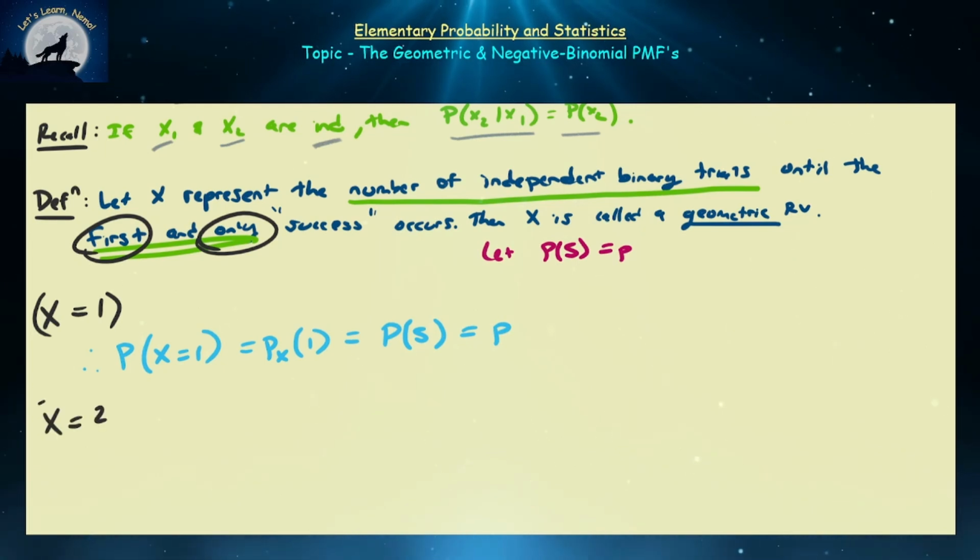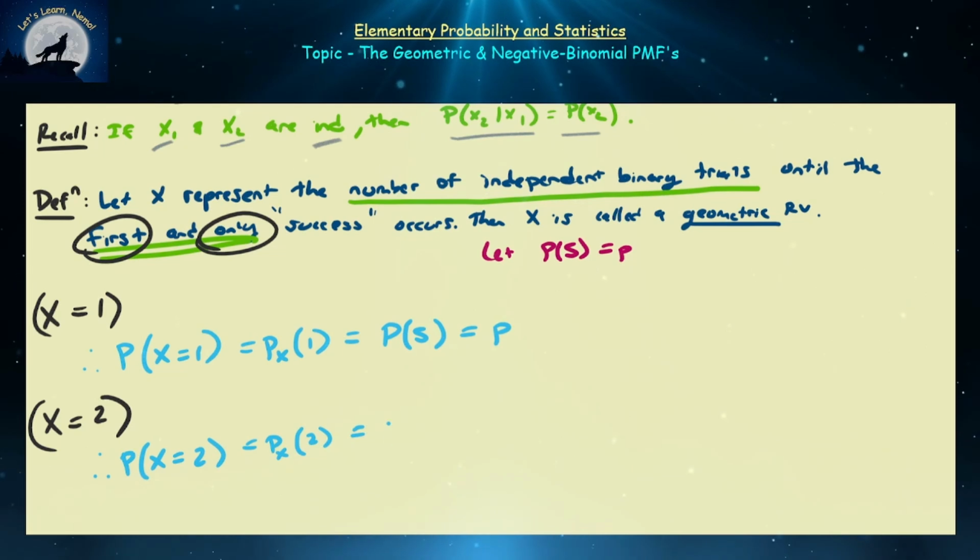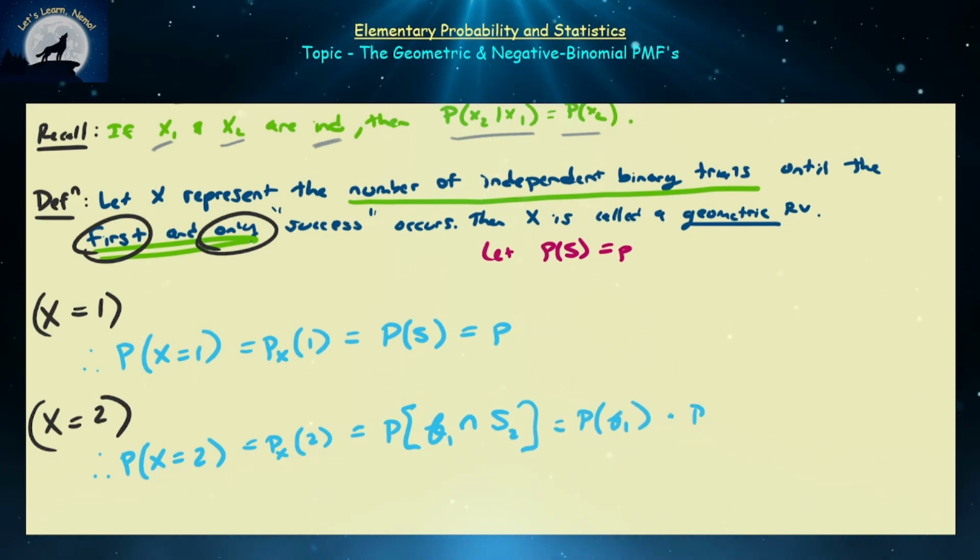Now, if we go to X equal to 2, that means on trial 2 is our first and only success. So the probability that X is equal to 2, or equivalently p_X(2), will be equal to the probability that our first trial was a failure and the second trial was a success. Since they are independent, I can just do the probability of failure on the first times the probability of success on the second, which is just going to be (1 - p) since they're complements, times p.